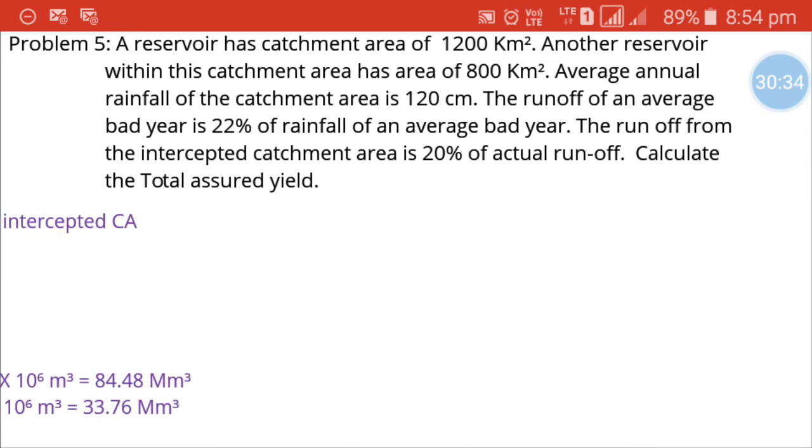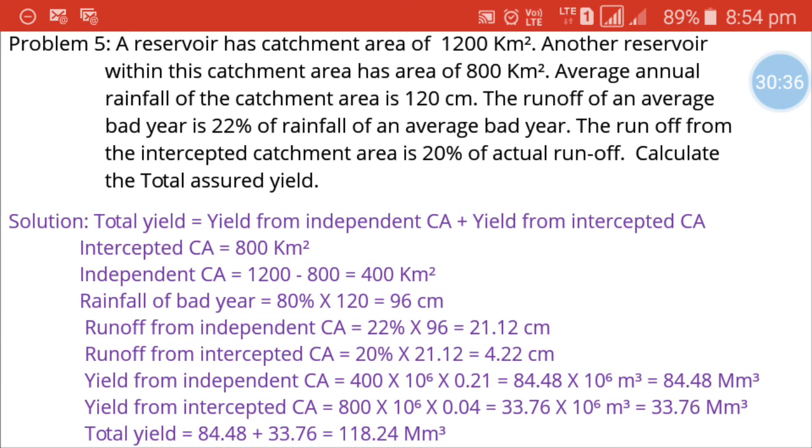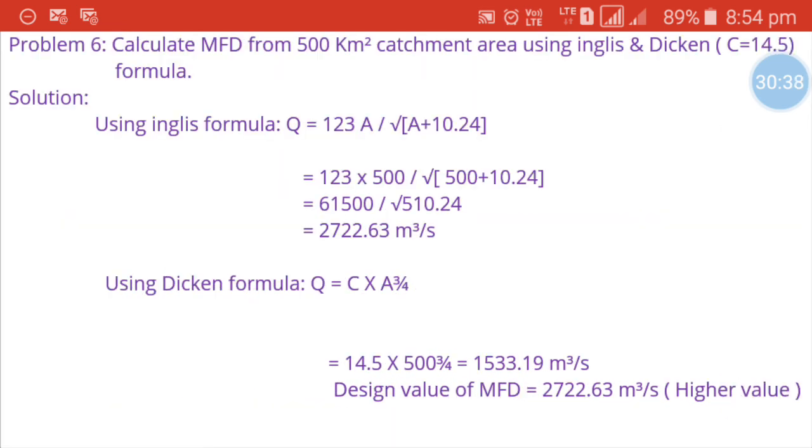Now let us go to the next problem. Problem number 6. Calculate MFD, that is maximum flood discharge, from 500 square kilometer catchment area using English and Dickens formula. For Dickens formula, the value of C constant is given as 14.5.